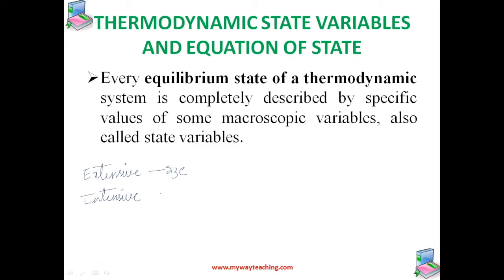So it is a good practice to check the consistency of thermodynamic equations using this classification of variables. For example, in the equation delta Q is equal to delta U plus P into delta V, the quantities on both sides are extensive. The product of an intensive variable like P and an extensive quantity, that is delta V, will also become extensive. Okay.